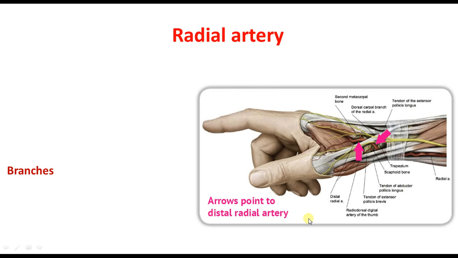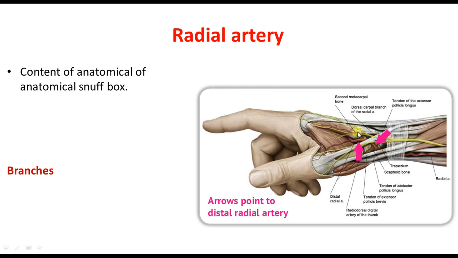Next we are going to see the terminal part of the radial artery. The radial artery, at the lower part of the wrist, passes via the anatomical snuffbox. The boundaries of the anatomical snuffbox are abductor pollicis longus and extensor pollicis brevis, and then extensor pollicis longus. Between these muscles, the content is the radial artery.